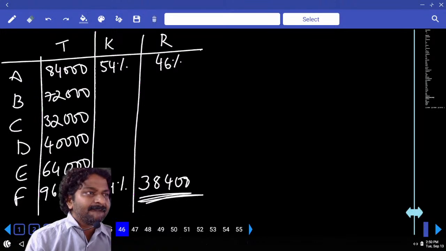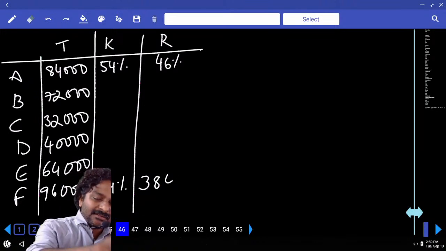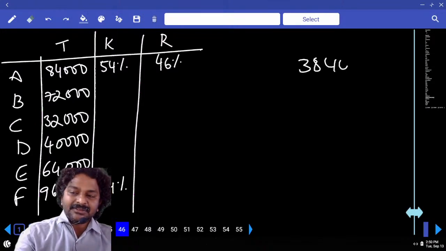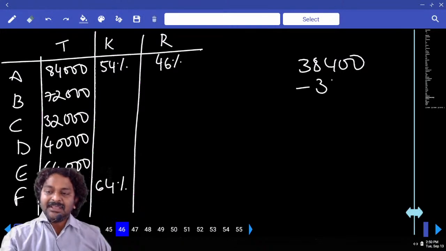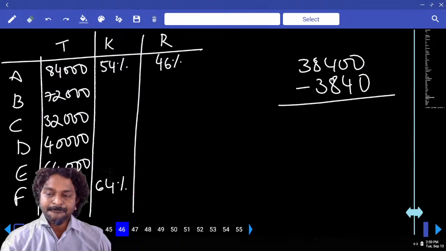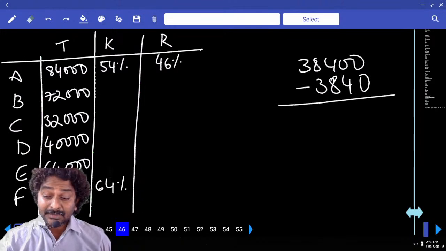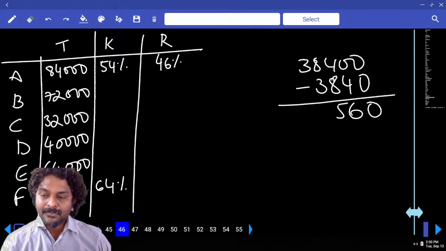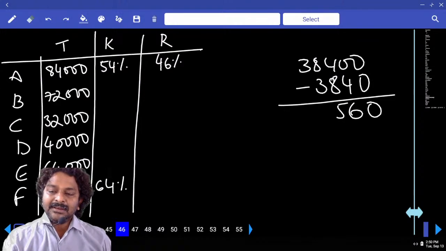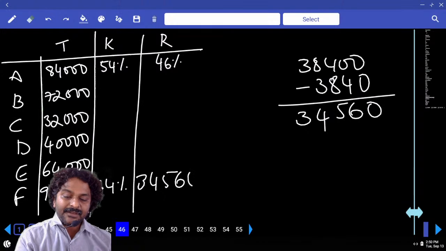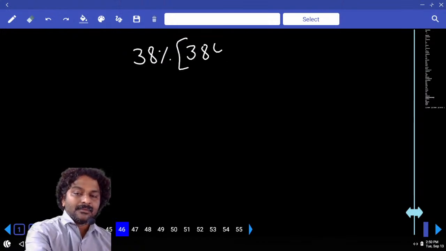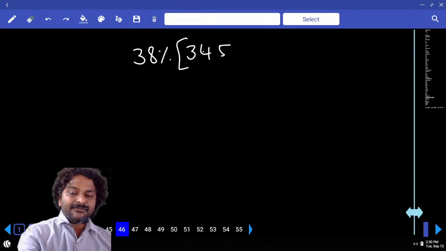Yes, 38,000. 40%. Minus 4%. 38,400, correct. It was 40%, but we need to calculate only 38%. So we have to subtract a portion of it. 384, how much is it? 560. And then 34,560.